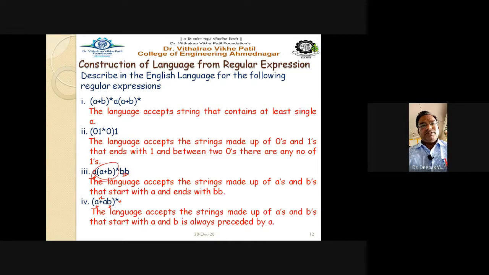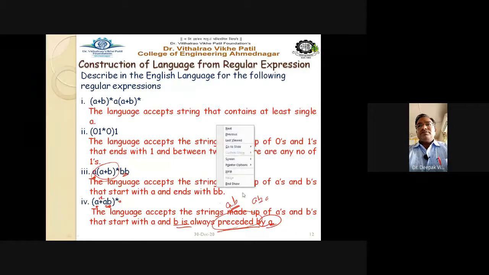No doubt, if there is just a, then it also starts with a, and if it is the string ab, then also it starts with a. And b is always preceded by a, meaning this string ab must be there. So b is always preceded by the character a, right? Next one.